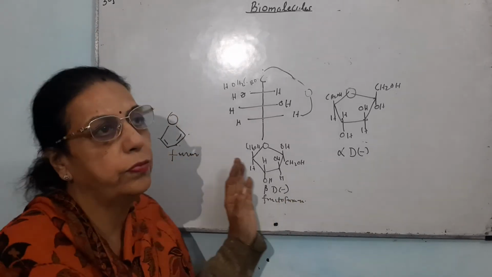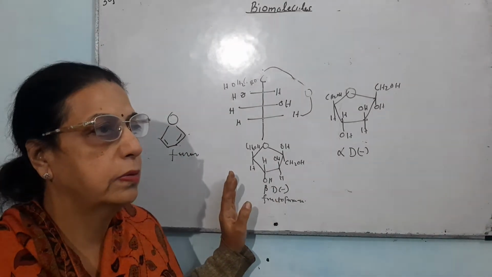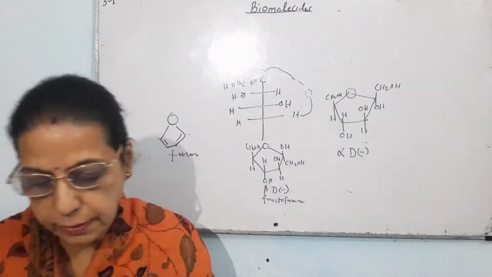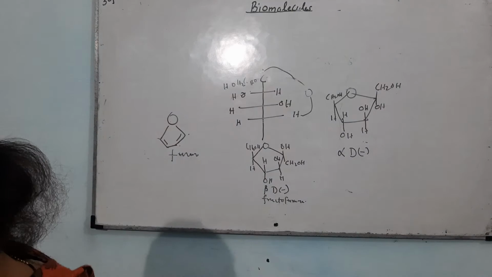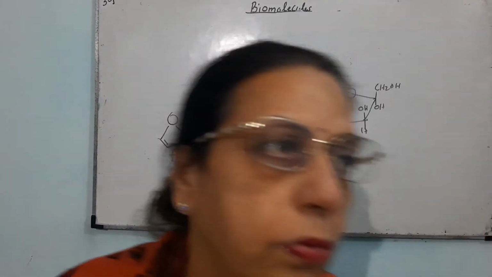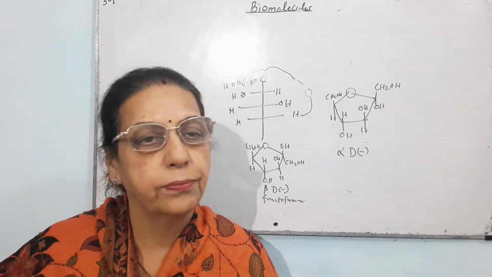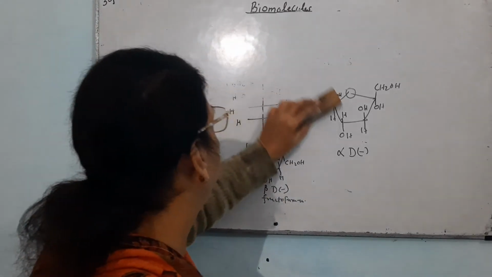I hope now you will be able to make the structure of fructose. These are the cyclic structures of fructose because it is not found in the open structure. So we can very easily write the structure of fructose, that is, in the cyclic structure, in the alpha D form and the beta D form.